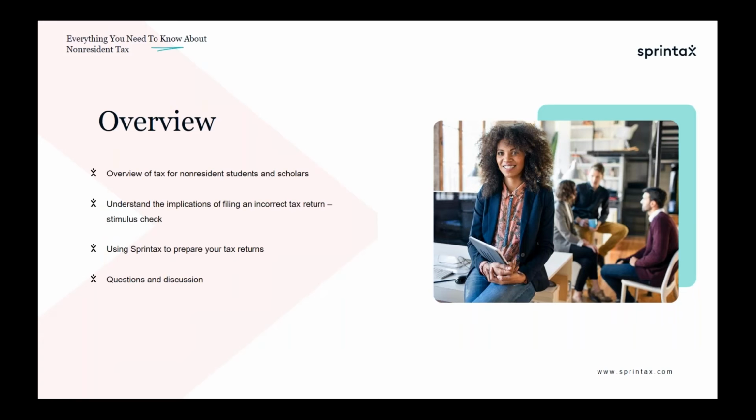But looking at some of the topics we'll cover in today's session, we'll look at an overview of tax for non-resident students and scholars, looking at some core non-resident tax information here, like important dates for the 2021 tax filing season, residency for tax purposes, FICA, state taxes, for example. We'll also go through understanding the implications of filing an incorrect tax return and what that can look like, also looking at the stimulus check and eligibility for the check, and hopefully that will help to address any questions people might still have on the stimulus checks. We'll also go through a Sprintax walkthrough, a step-by-step guide to using Sprintax to prepare your tax returns. And as I mentioned, any questions and discussion, feel free to use the questions box. Your questions may be answered as we move through the session. If not, feel free to pop them in there and we'll address any outstanding questions at the end and any common themes as well.